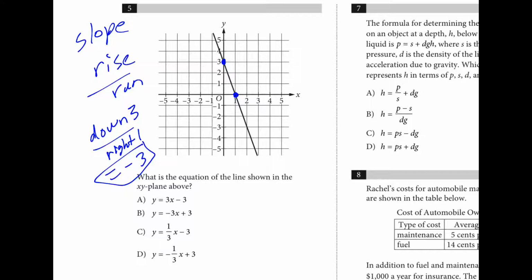So for number 5, this is a slope-intercept problem. If I just pick a couple points on this graph and I figure out my rise over run, you might notice that I go down 3 and then right 1. That means that my slope is going to be negative 3. So 3, negative 3, 1/3, or negative 1/3. Well, it's this one. No extra work required.